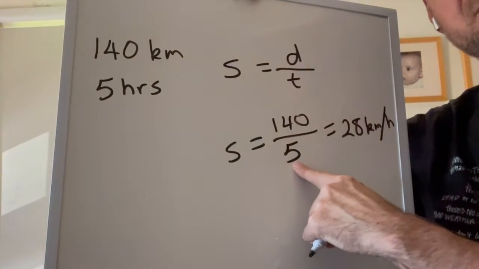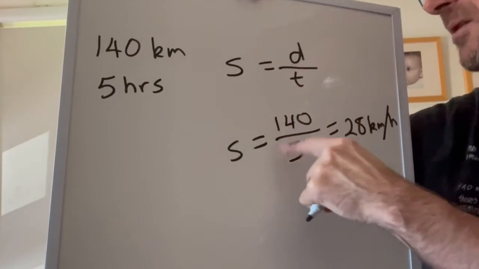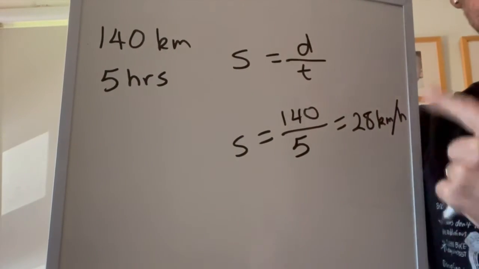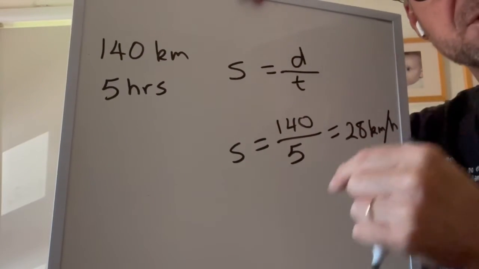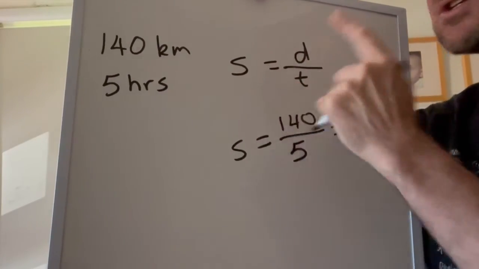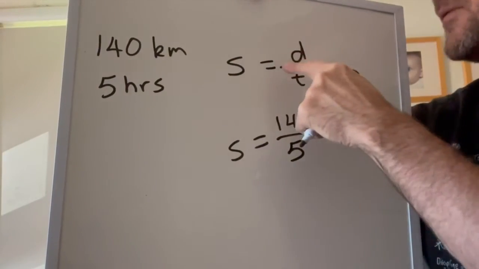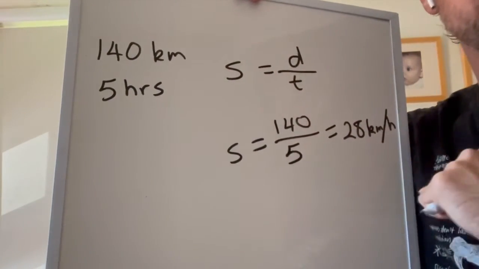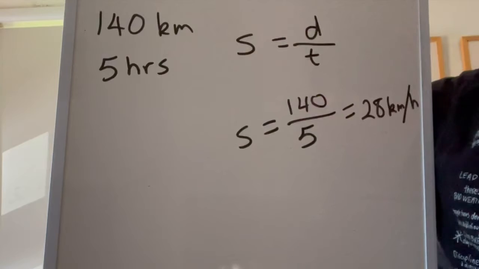Now, if it asks you for speed per minute, then you'd need to convert the 5 hours into minutes. These questions are relatively simple to complete once you identify the correct formula to use. Just like we've done with other formulas, if you write the formula and then substitute the values in, the calculation becomes quite easy to complete.